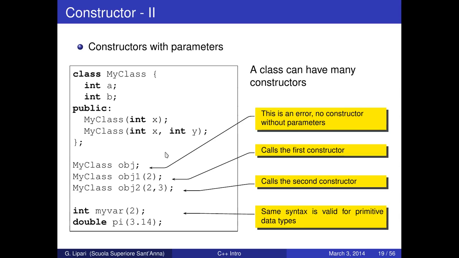Okay. C++ extends this kind of syntax also to primitive data types. So you can actually define a variable myvar, and this variable is of type integer and it's initialized to 2. And pi is a variable of type double and it's initialized to 3.14. Okay.